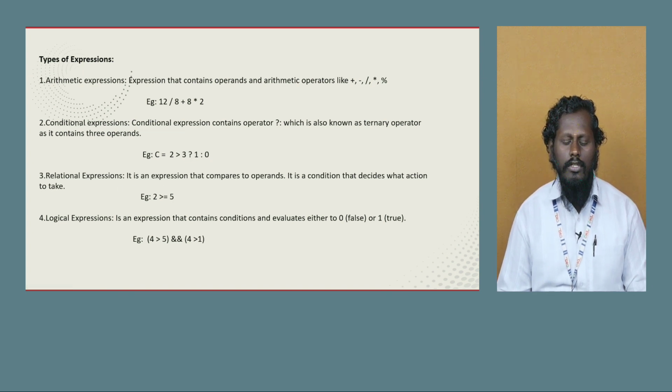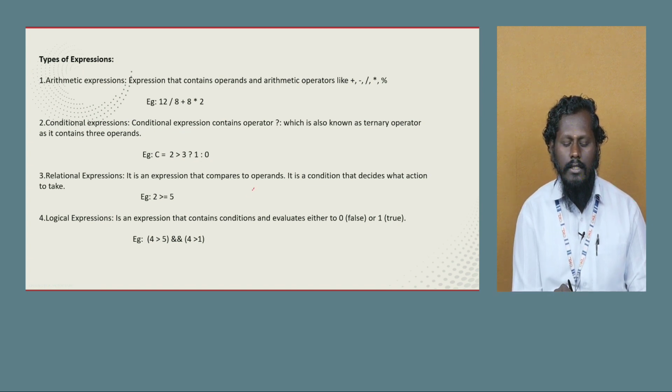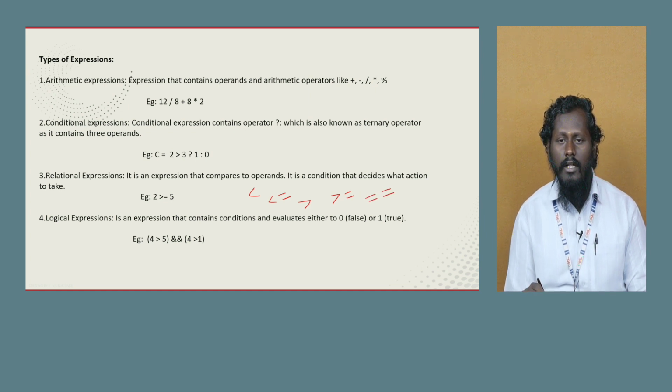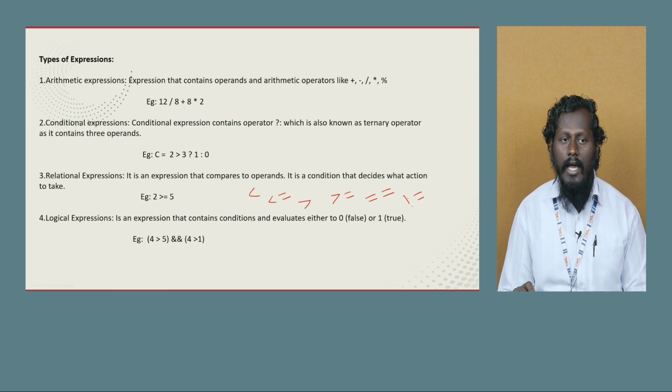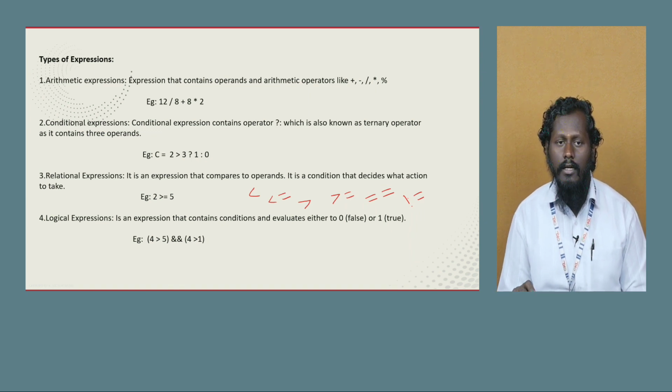There are many relational operators available, as we already know: the less than symbol, less than or equal, greater than or equal, and double equal, which checks whether the LHS value is equal to the RHS value, or not equal. So these are all called relational operators. They are used to take actions, nothing but comparing two operand values.